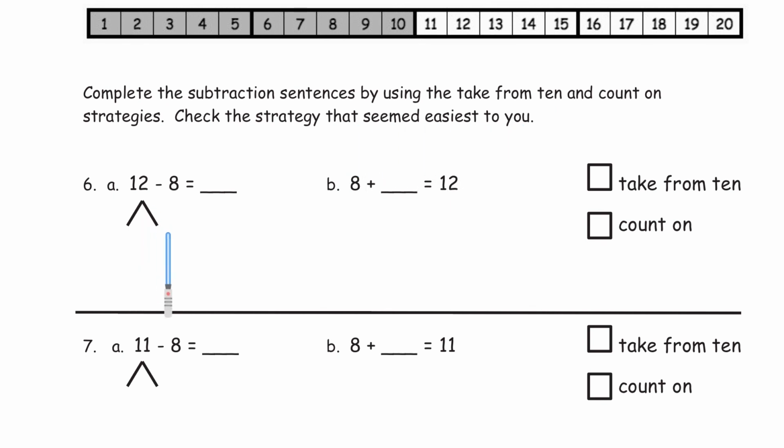Okay, so what they want us to do is we're going to do the make 10, we're going to do the count on, and then put a check mark for which one you like best for that problem. So let's do number 6 together. So number 6, we have 12 minus 8. So let's do our make 10. So I'm going to take 10 out of that 12. The other side of my number bond there will be 2.